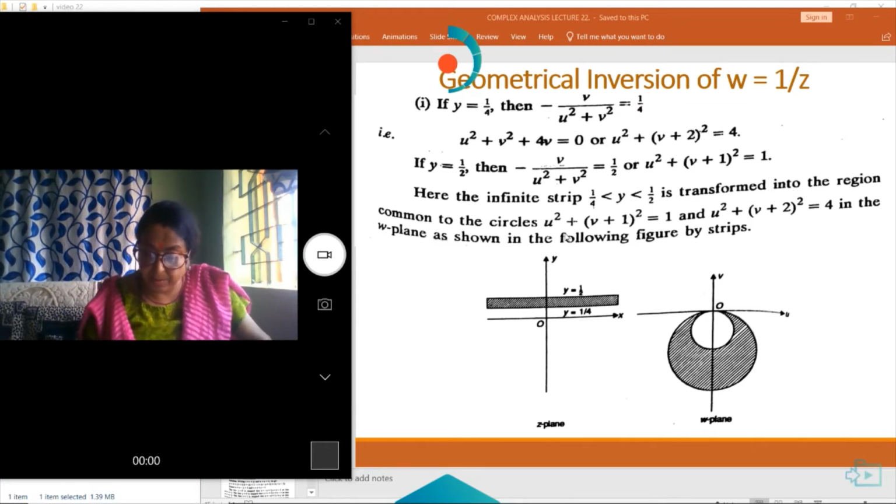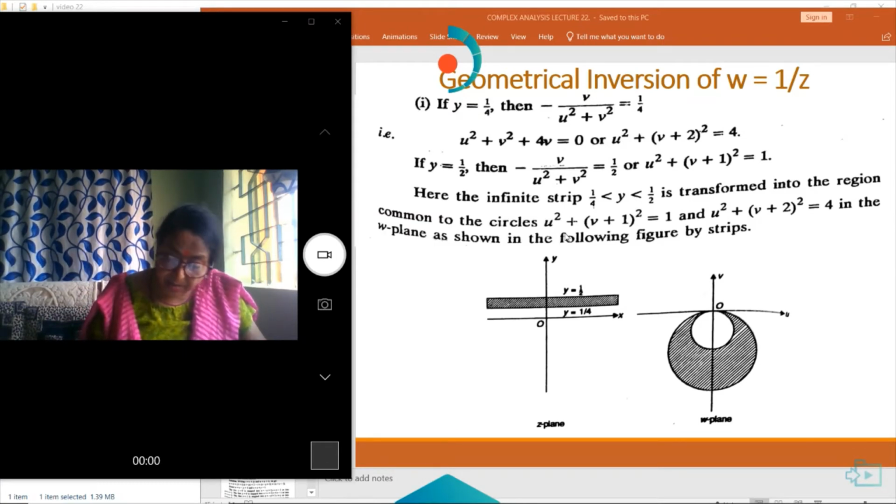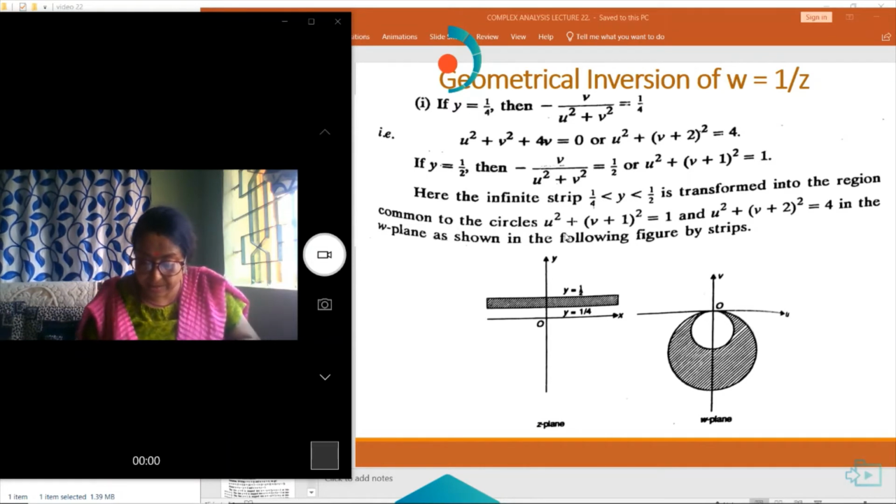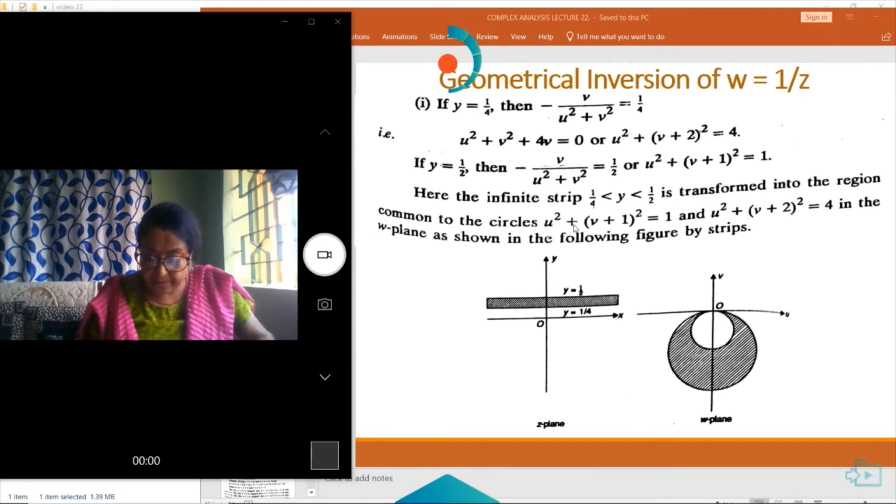When y is equal to 0, v is equal to 0. Also, when y is greater than 0, v is less than 0, since v is equal to minus y by x square plus y square, as shown in the figure.